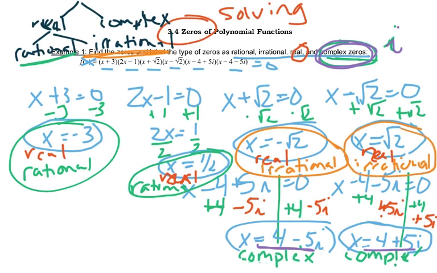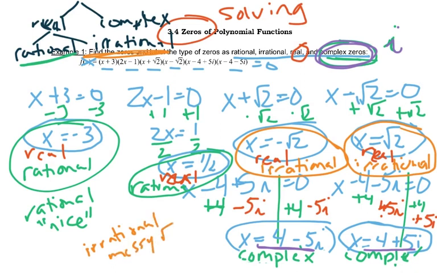Okay, so again, rational, think of as nice answers. That can be fractions or short decimals, decimals that end, square roots that come out evenly. Irrational usually happens to do with messy square roots.